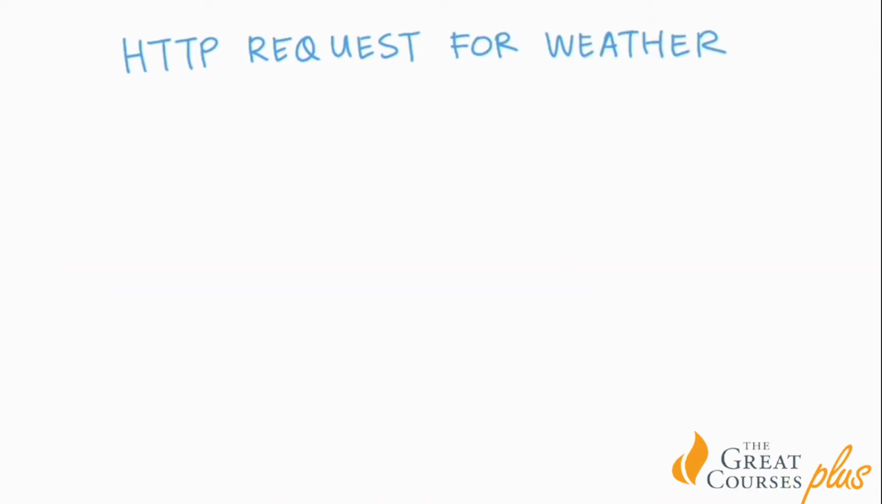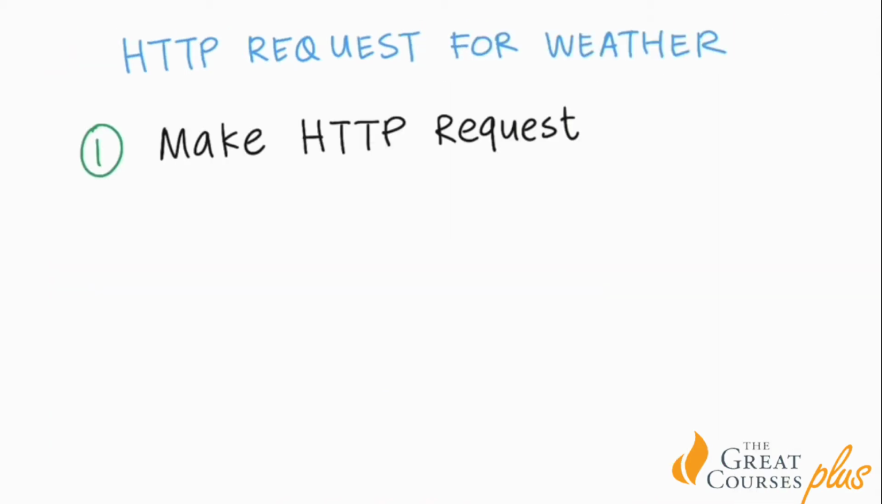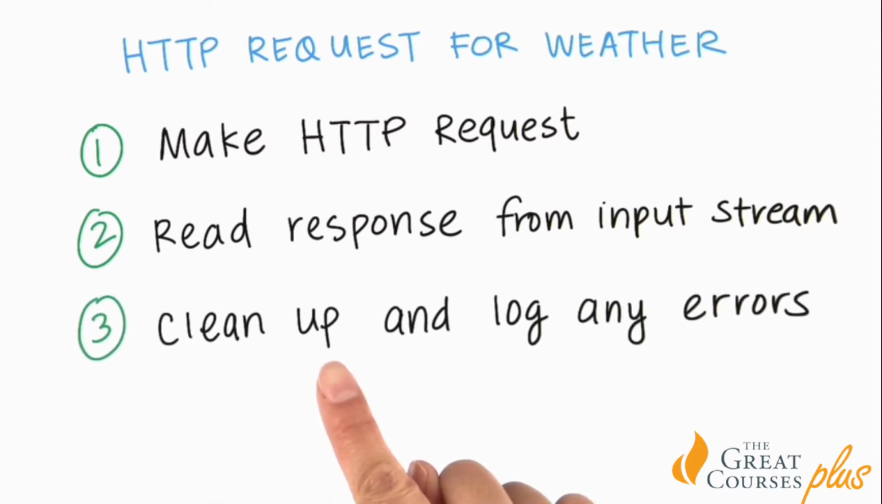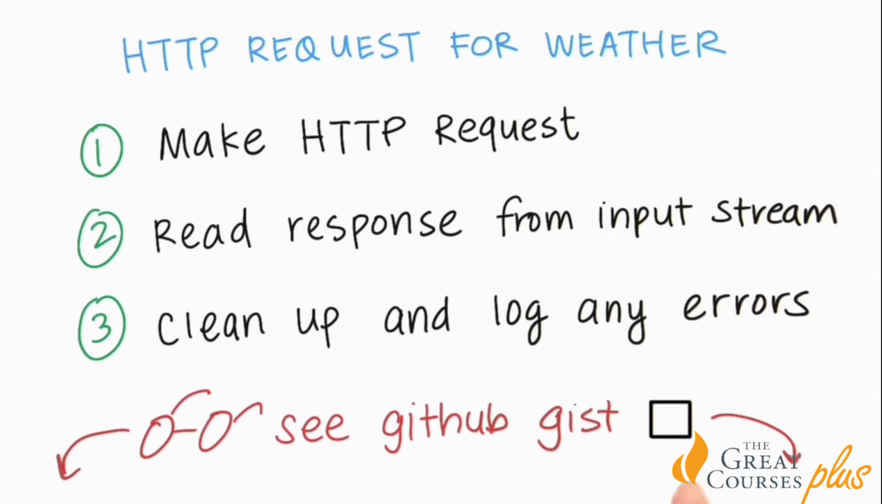To fetch the data from Open Weather Map within our app, first we need to make an HTTP request to the API at the URL that we decided on earlier. Then we need to read the response from the input stream to get a JSON string. It hasn't been parsed yet, but we'll worry about that later. Then we clean up by disconnecting the connection and closing any input streams. We also log any errors that we catch. Since it's a lot of networking boilerplate code, we provided you with a code snippet that handles these steps. See the link for the GitHub gist below. After you've taken a look at it, check this box to continue.